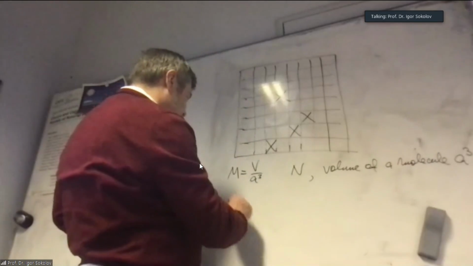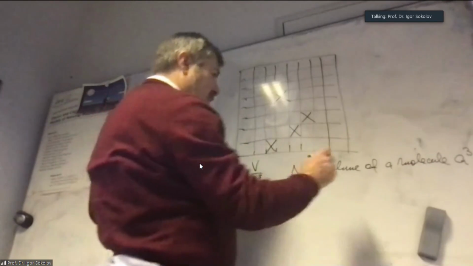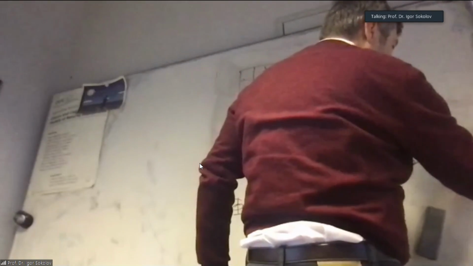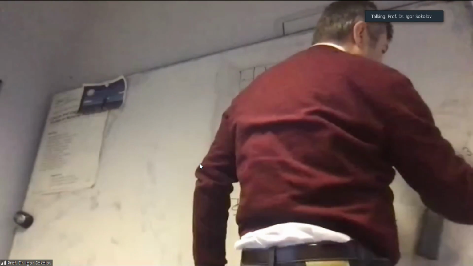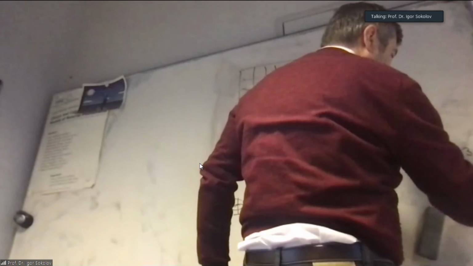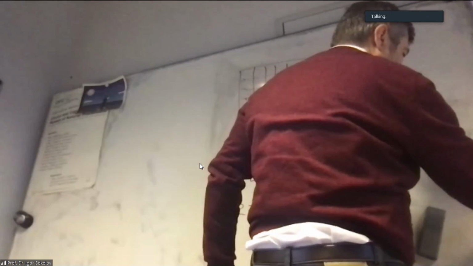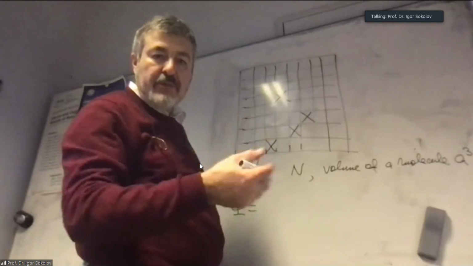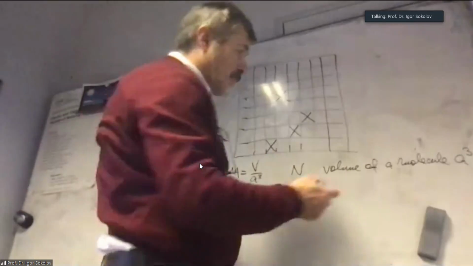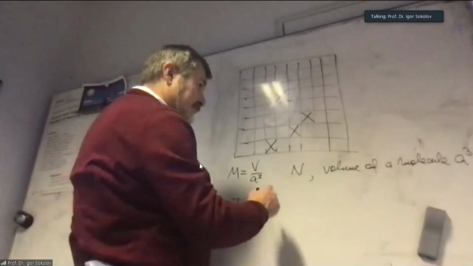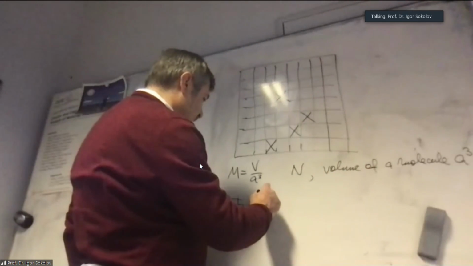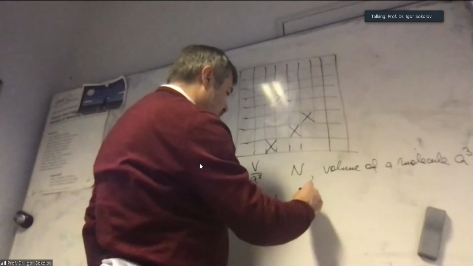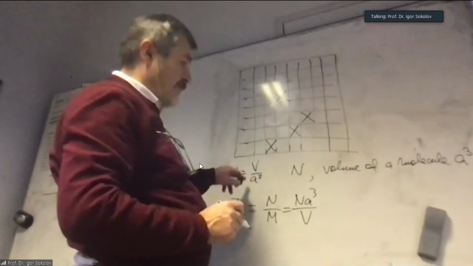Now phi: the total volume of the molecules is N a cubed. This is called excluded volume, because it's not free. There the molecules cannot move. It's the volume which is occupied. So phi is either N over M or N a cubed divided by V. It's the same.